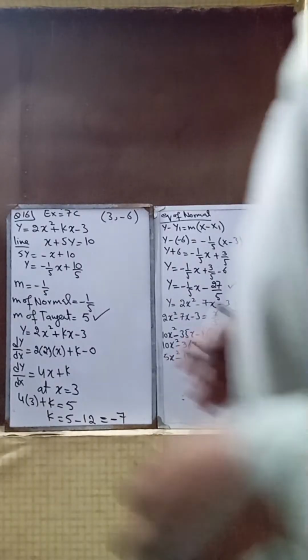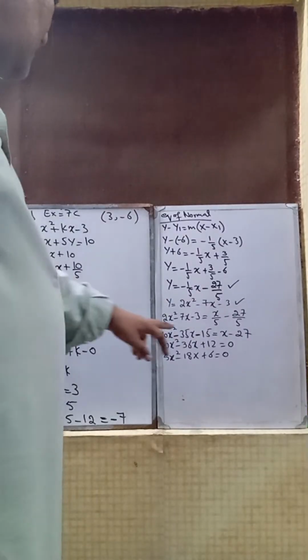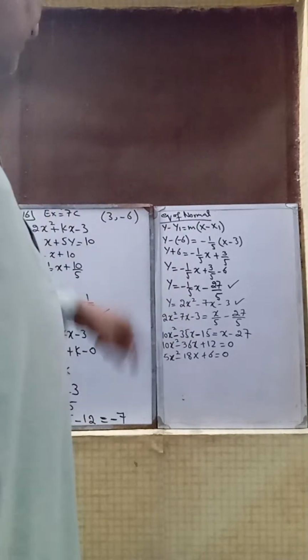No, with midterm breaking cannot be done. Let me check the answer. The answer is in decimals. Okay, so am I right? Am I doing it correctly? Okay, so this was 2x square. Okay, minus 7x. Okay, minus 3.